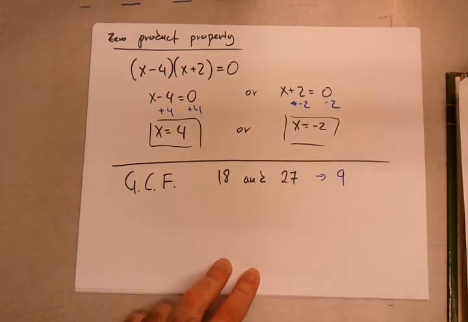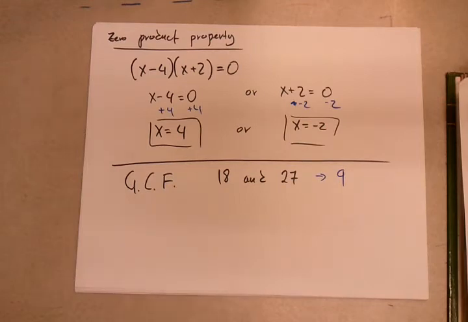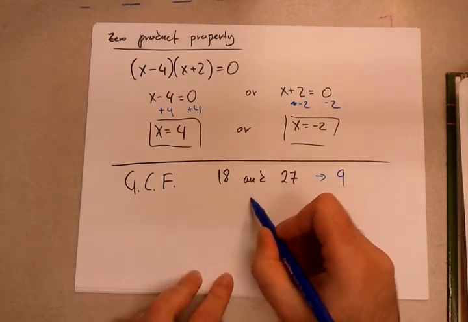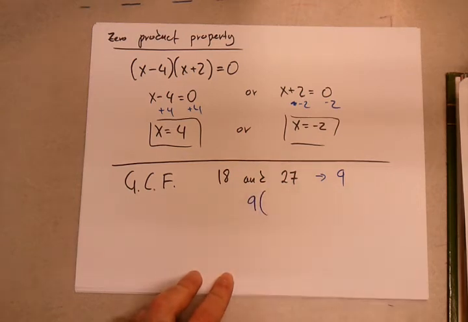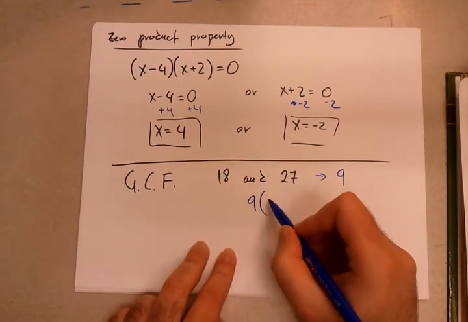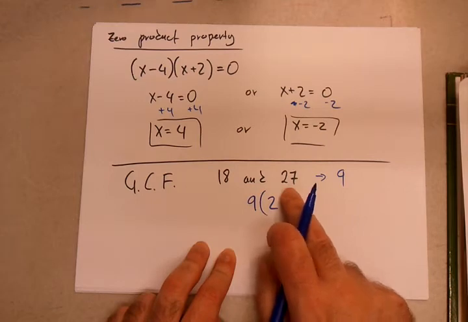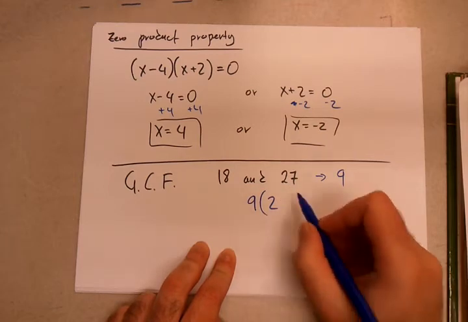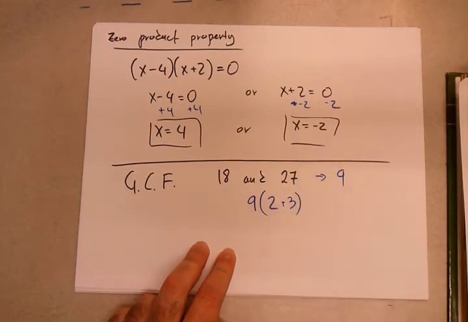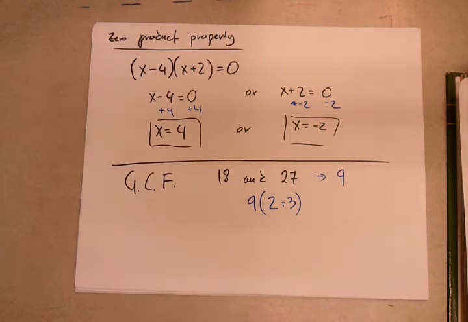9 is the GCF. 9 goes into 18, 9 goes into 27, and nothing larger will. So 9 is the GCF there. If I were to factor this out, the GCF goes on the outside, and what's left, 9 divided by 18 is 2, 9 divided by 27 is 3. If I were to factor these two out, that's what it would look like. The GCF goes on the outside on the left, and what's left goes inside the parenthesis.